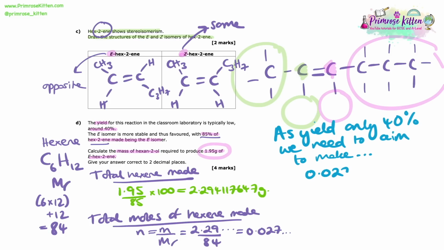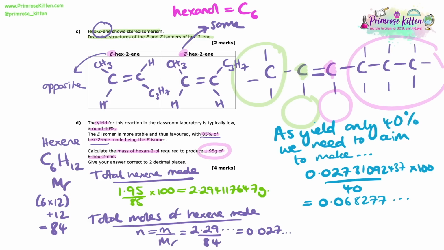So if we take 0.027 and use the calculator value so that you haven't rounded it too much, let's go with 0.02731092437. And let's divide it by 40 to get 1%, and then times it by 100 to get 100%. Now that gives us 0.068277. So that's the number of moles of hexene that we need to make, or try to make.